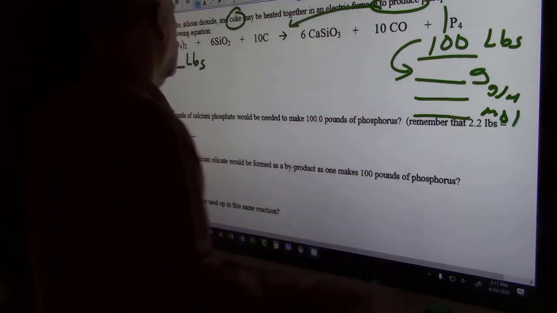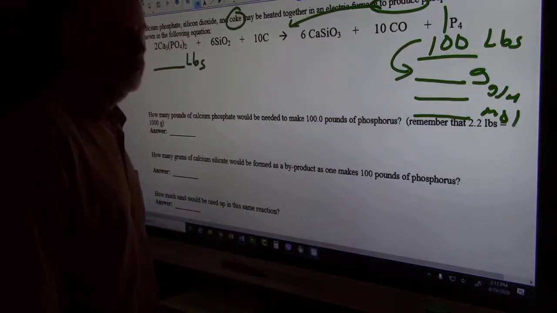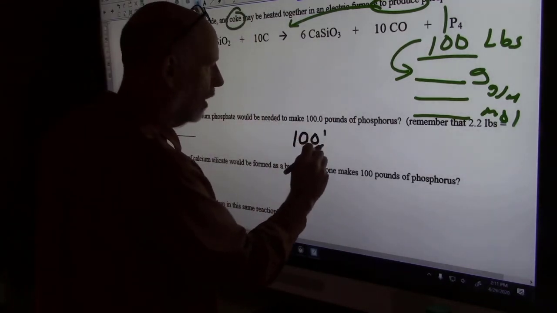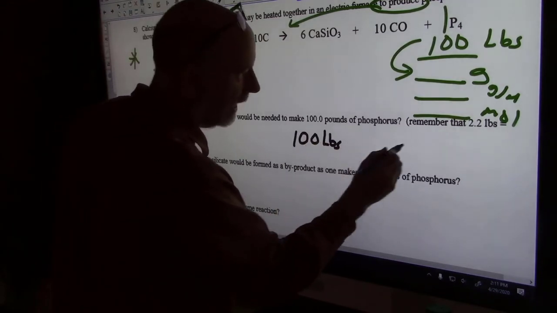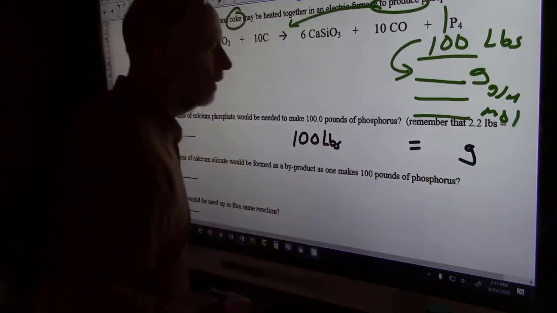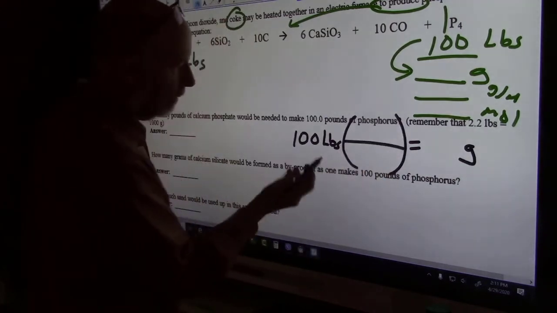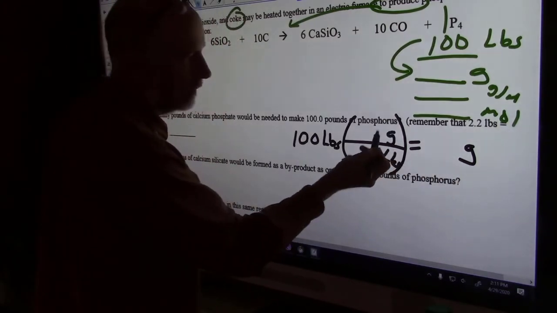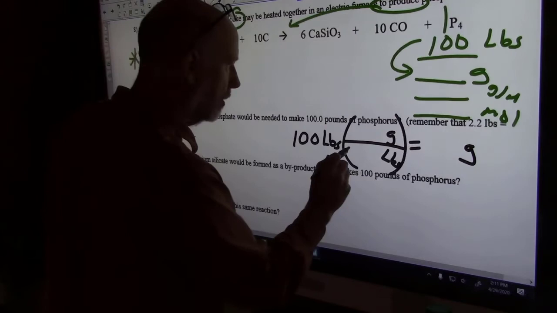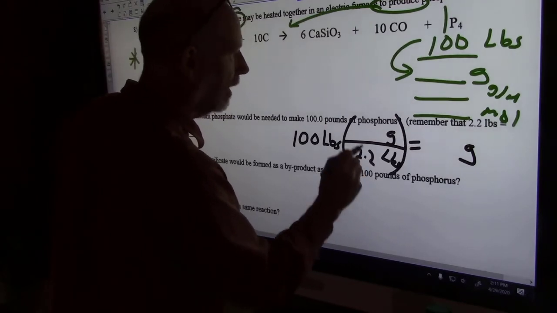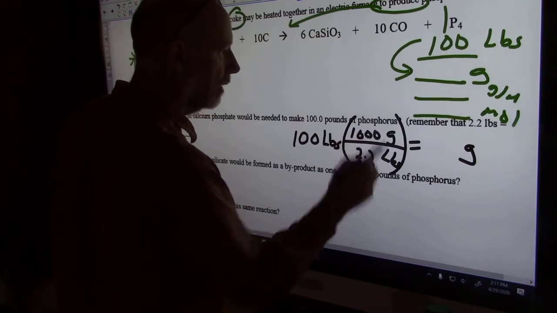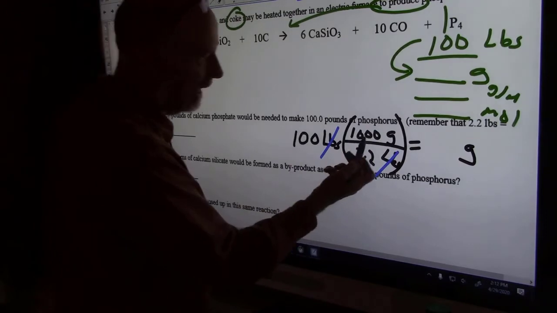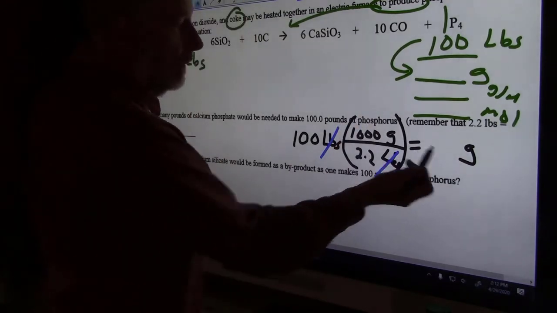So to get, allow me to do this for you. I'm not doing it for you, just a refresher. 100 pounds, lbs, equal sign, how many grams? Get rid of lbs and get grams. Grams is on the top. 2.2 pounds is the same as 1,000 grams. Pounds cancel with pounds, we're left with grams. 100 times 1,000, 100,000 divided by 2.2. It's a big number of grams.